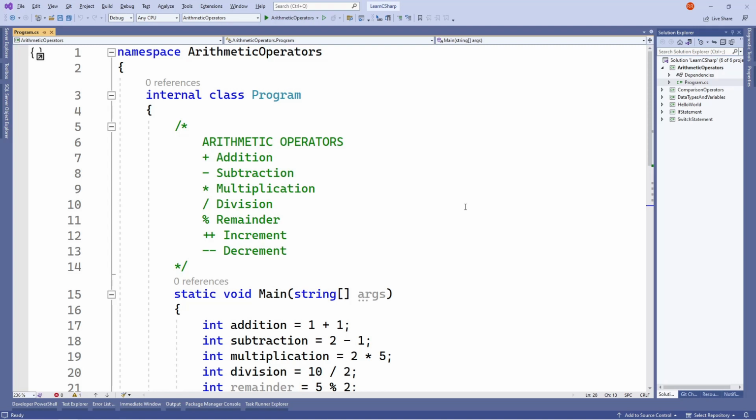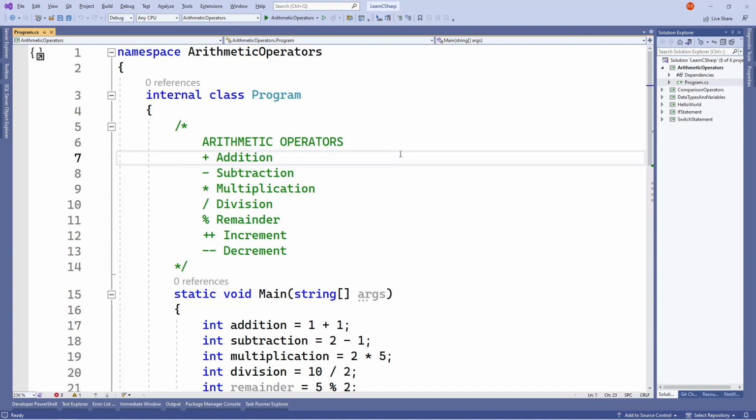In this session, we will talk about arithmetic operators. Arithmetic operators are used for calculations such as addition, subtraction, multiplication, or division. They can only be used on number data types, which could be integers or floating points. Let's jump straight into our code example.